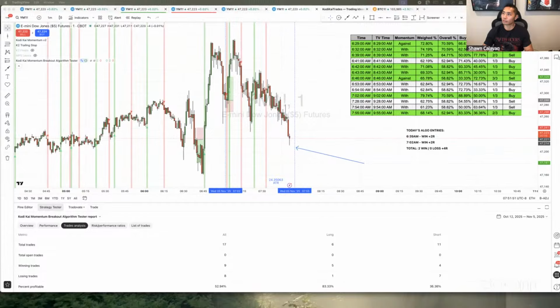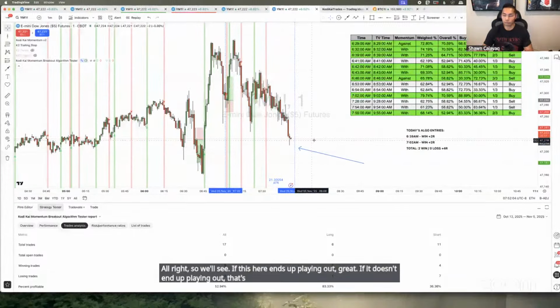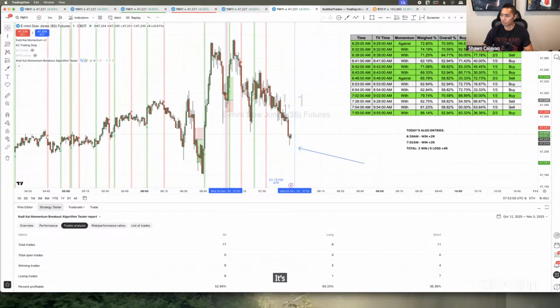which is completely fine. All right, so we'll see. If this here ends up playing out, great. If it doesn't end up playing out, that's completely fine too. Just gotta be a little patient with this here.